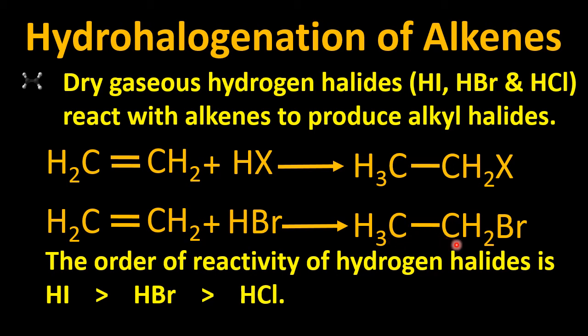Ethyl bromide. A very important question which you have to memorize: the order of reactivity of hydrogen halides is that hydrogen iodide is more reactive than hydrogen bromide, and it is more reactive than hydrochloric acid. But have you ever thought about why? Let me tell you. Hydrogen iodide has the lowest bond dissociation energy due to longer bond length. That's why it is more reactive.